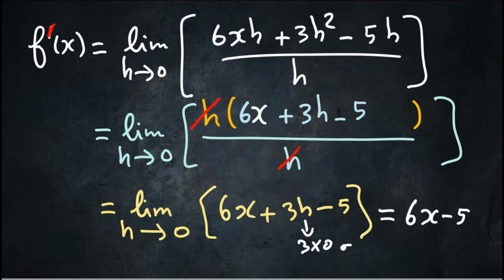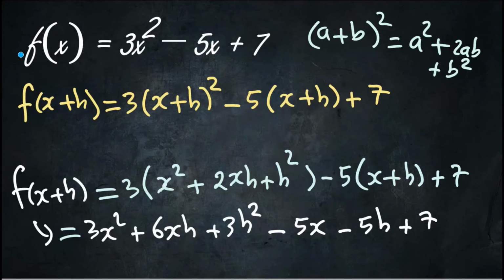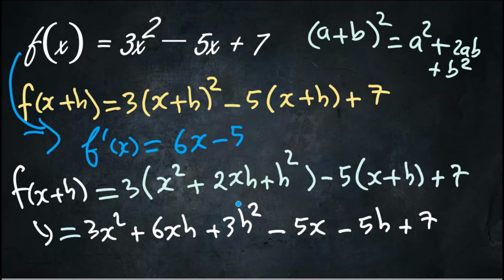We have 6x minus 5 plus 3 times 0, right? 3 times 0 equals 0. So the final answer is 6x minus 5. So what's the derivative of this function, 3x squared minus 5x plus 7? Its derivative is 6x minus 5.